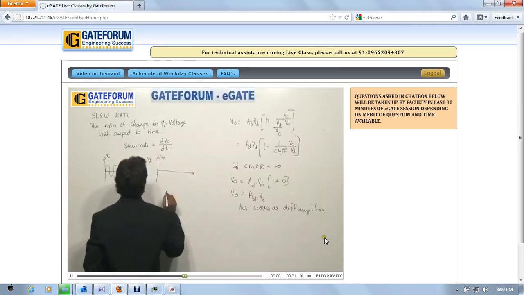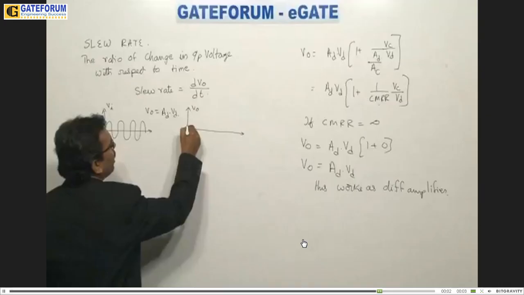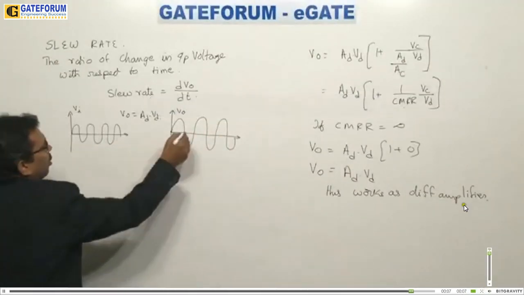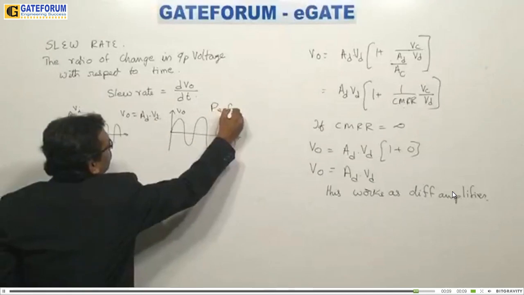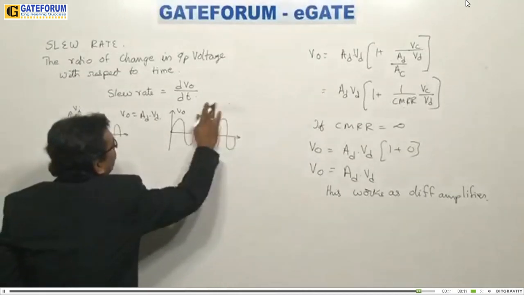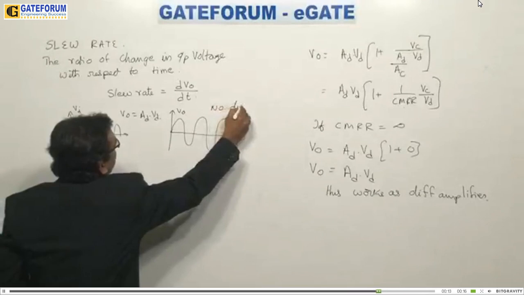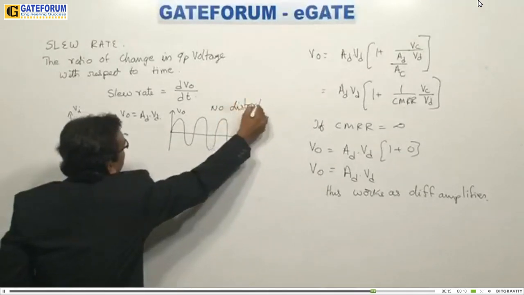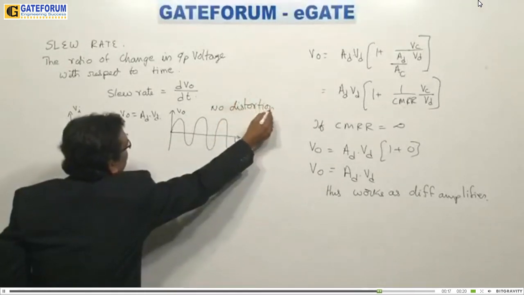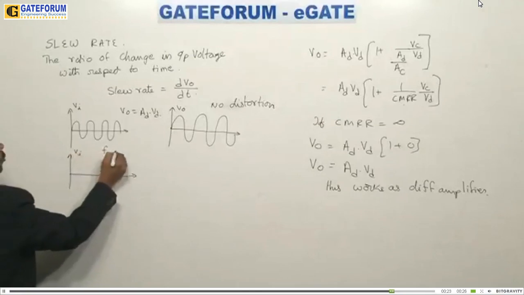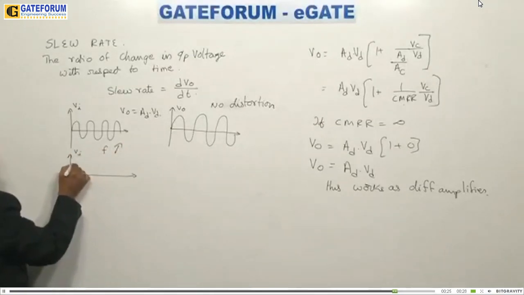From this point is now the amplified form. You get it here like this, a perfect output, or you can say no distortion. No distortion. But what happens now is the frequency is increased.